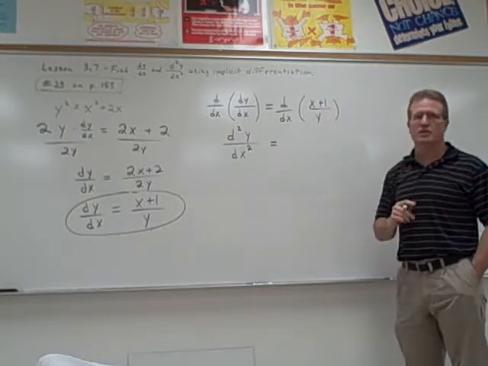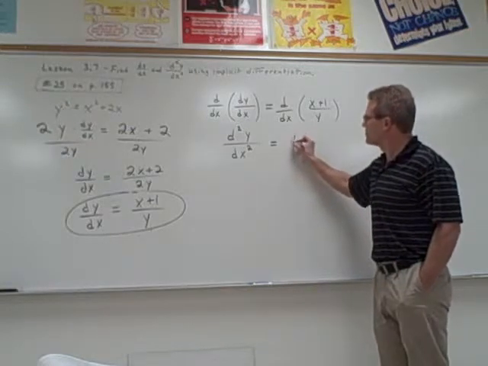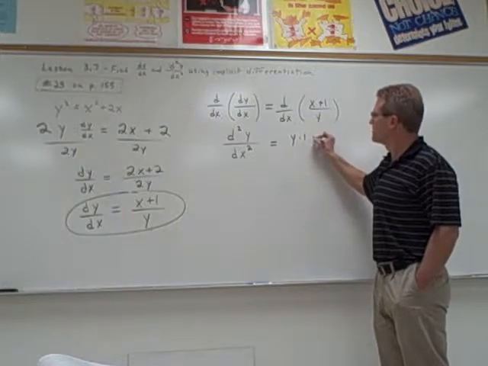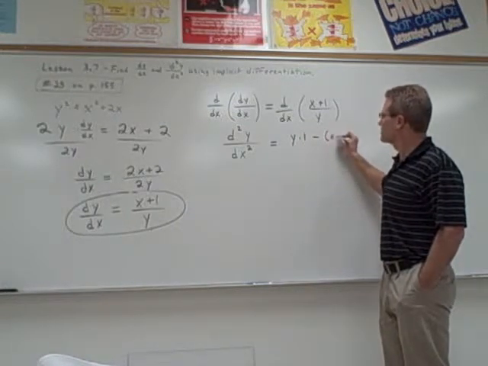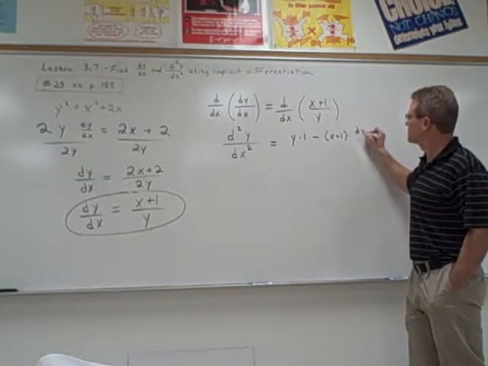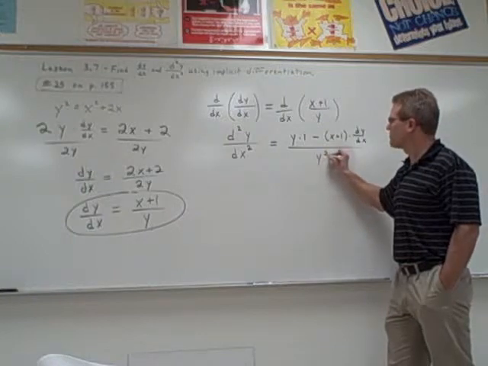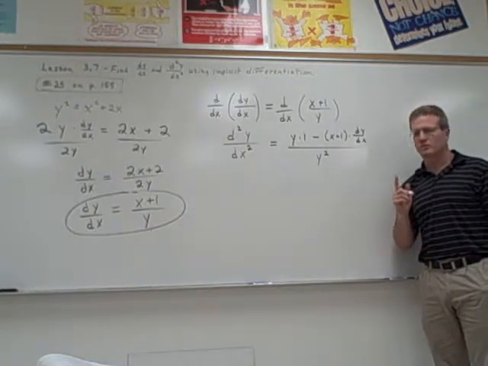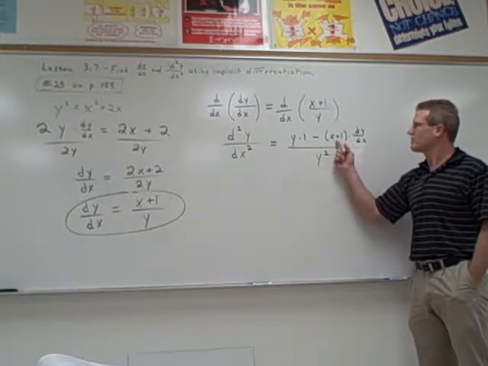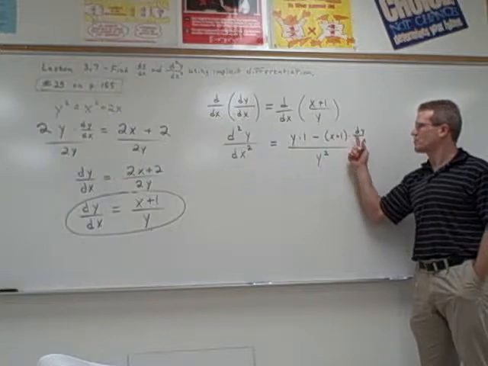So I'm going to use low d high minus high d low over low squared. So low d high, so low would be y. D high, the derivative of x plus 1 would be 1, minus high, which is x plus 1. D low, derivative of y would be dy over dx. And that would all be over low squared. One important thing to remember is when you do high d low, put that high in parentheses, because x plus 1, we need to take the x times dy over dx and the 1 times dy over dx.